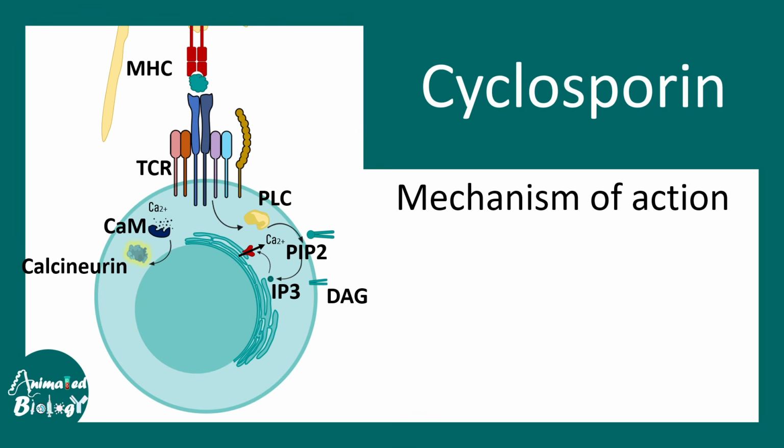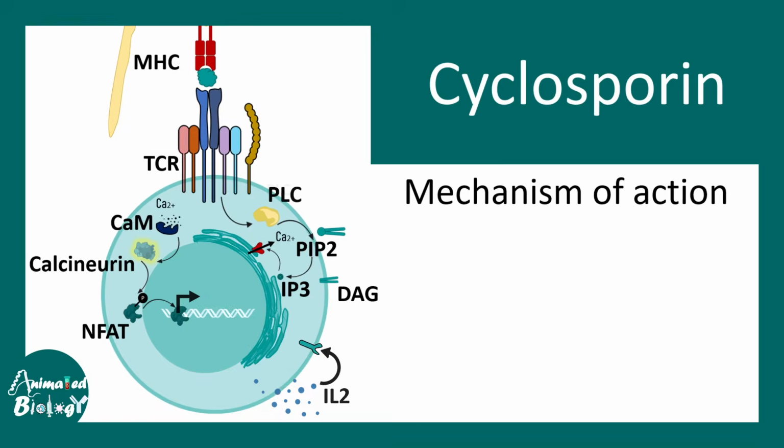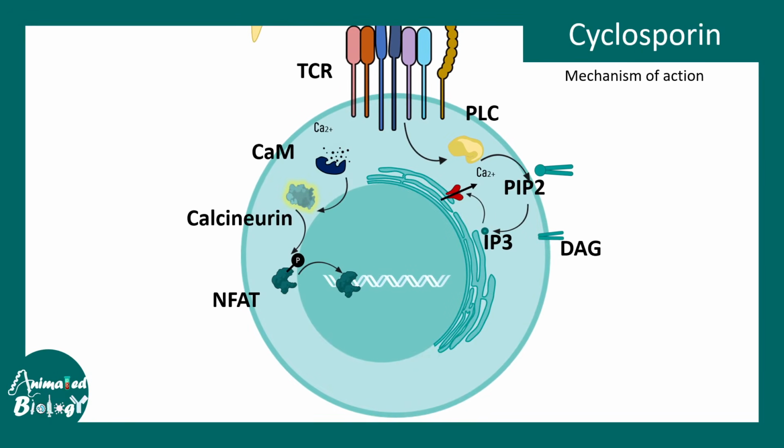Calcineurin is really important because it dephosphorylates a particular transcription factor known as NFAT. Now, NFAT translocates into the nucleus and activates the gene responsible for interleukin 2 production. And interleukin 2 signaling is really important for T cell activation. So here we can understand that the drug cyclosporin actually blocks the calcineurin activity.